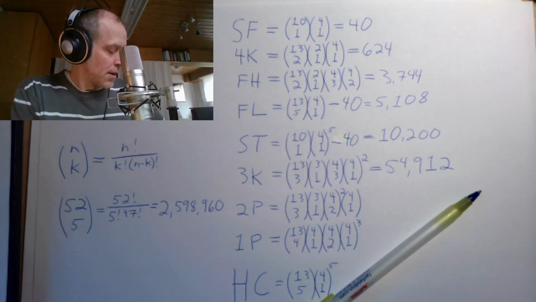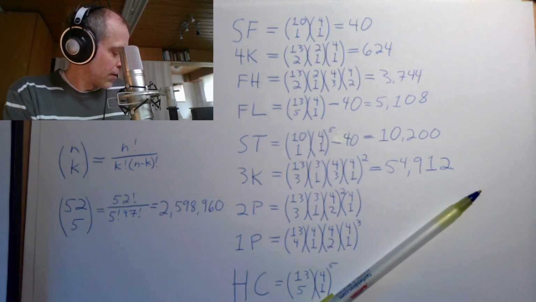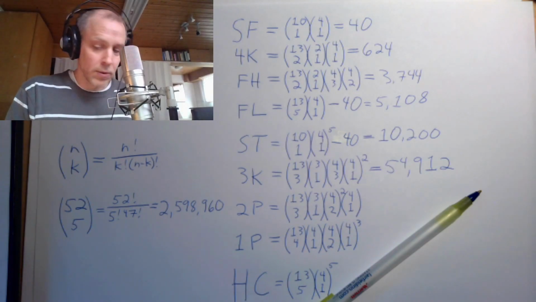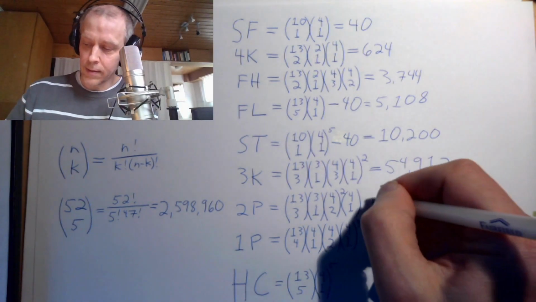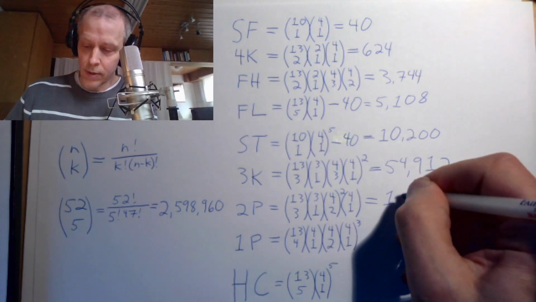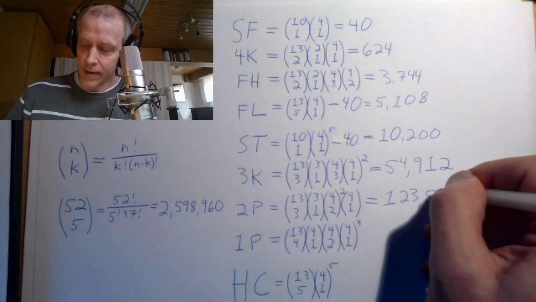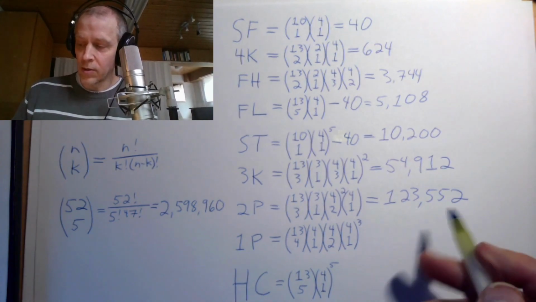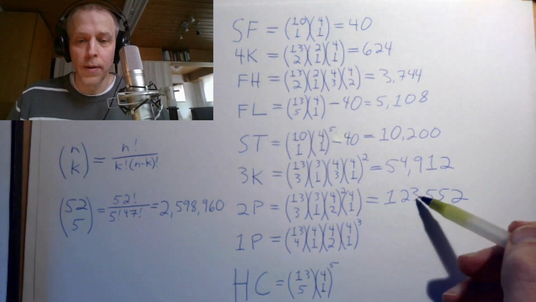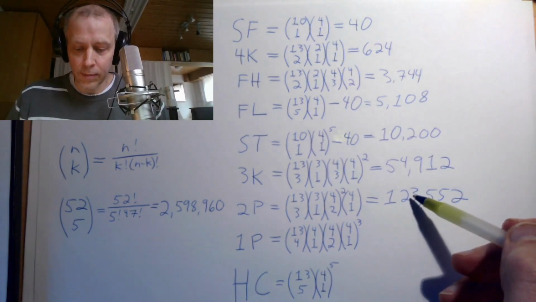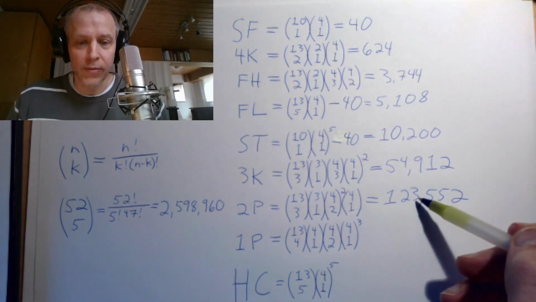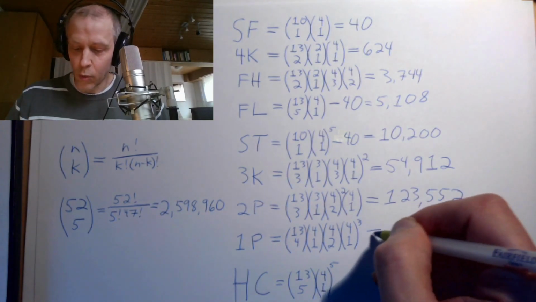And we will now write out the number of possible 2-pair hands. That is 123,552. So you see that is somewhat more than twice as likely as having 3 of a kind. So let's move on to one pair.